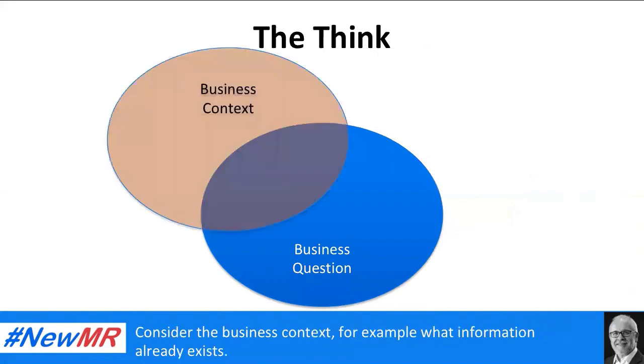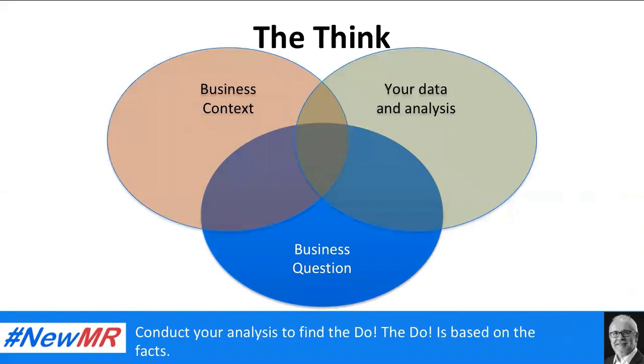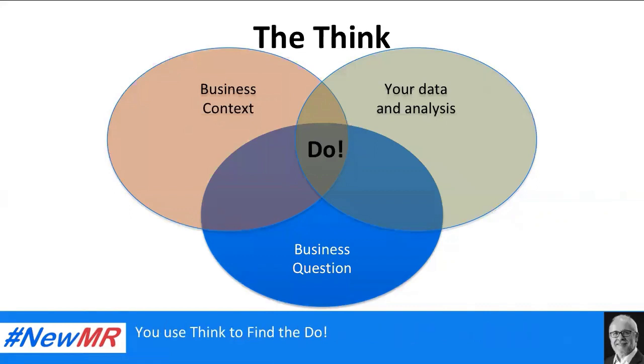Once we understand that, we want to consider the business context. For example, what information already exists? What's already been tried? And then we're going to conduct our analysis to find the do. We're going to add in our data analysis as the missing ingredient, the secret sauce, the magic mix. And the think is based on facts. Our recommendation of what the company or the organization should do is as little to do with emotion and feel as possible. There will be emotion and feeling there, but we want to base our recommendation, the do, on the facts. That's where the do is going to come from.